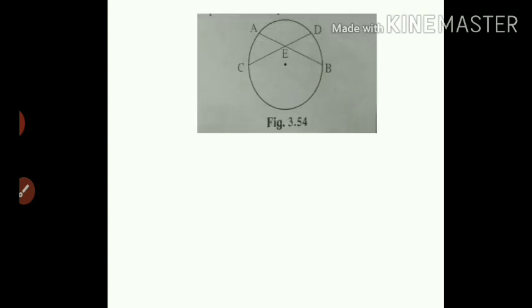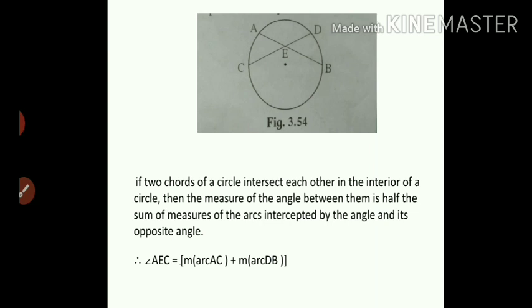See, again you can see there are two chords, AB and CD. They intersect inside the circle at point E. If two chords of a circle intersect each other in the interior of the circle, then the measure of the angle between them is exactly half the sum of the measures of the arcs. So AEC will be, again see there is a correction, half of the major arc AC plus major arc DB. Angle AEC will be exactly half of the sum of arc AC and arc DB.